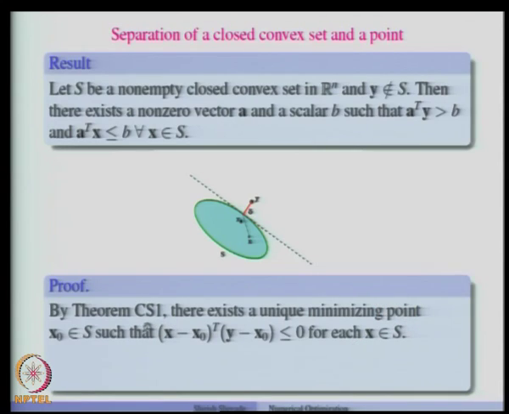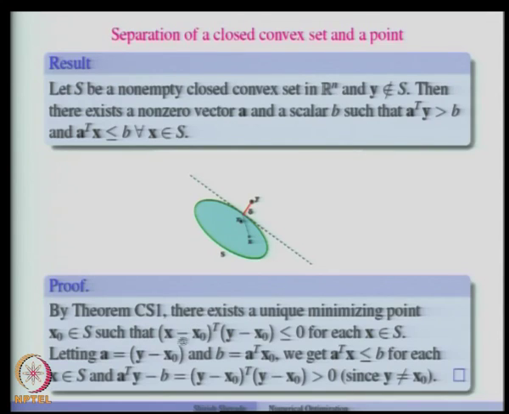By the theorem CS1, we know that there exists a unique minimizing point x naught in S such that (x minus x naught) transpose (y minus x naught) is less than or equal to 0. So, the idea is that we choose y minus x naught as the vector A and A transpose x naught as B. Then we get that A transpose x is less than or equal to B for all x in the set S, and A transpose is nothing but (y minus x naught) transpose.